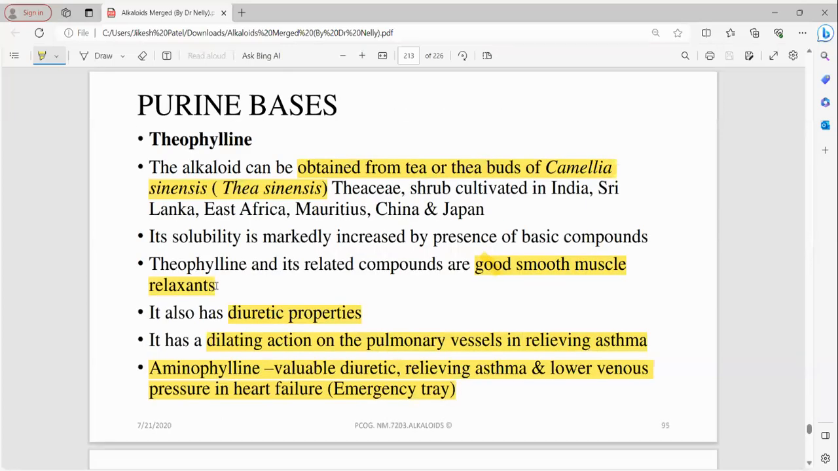Aminophylline, if you inject it in the venous system, it will relax the smooth muscle. So you'll find it in the emergency tray as an emergency medicine.